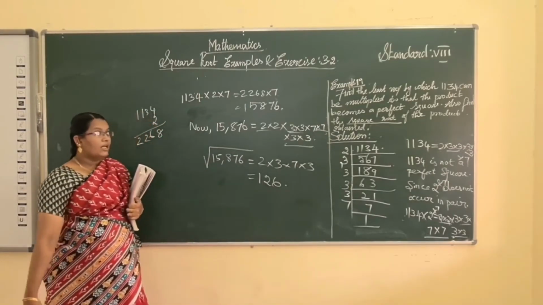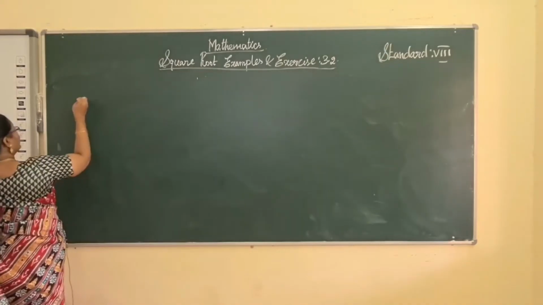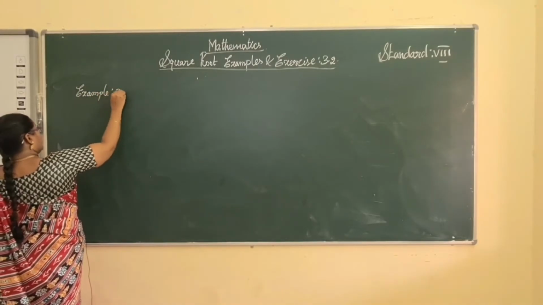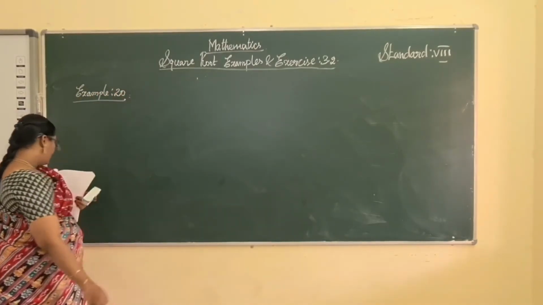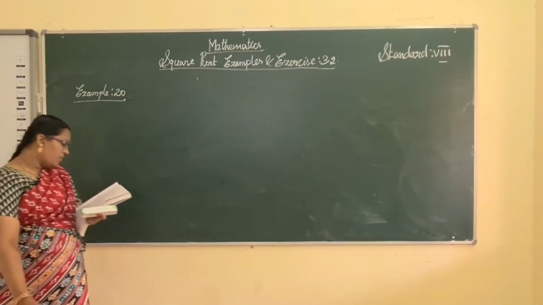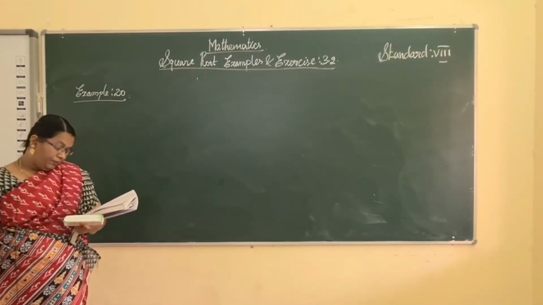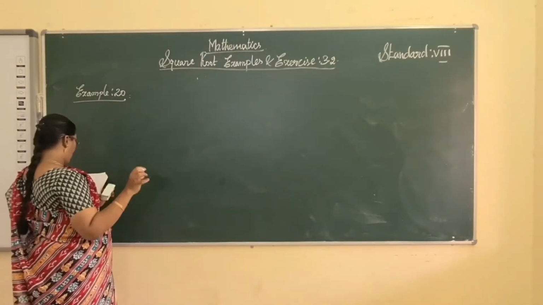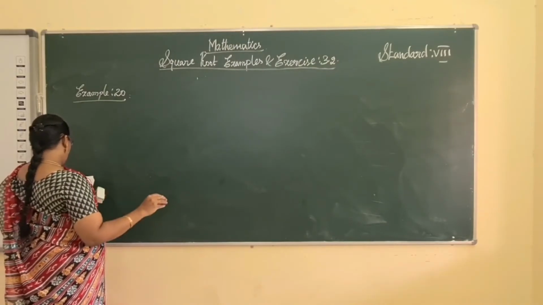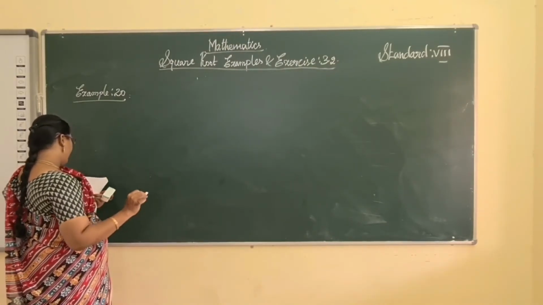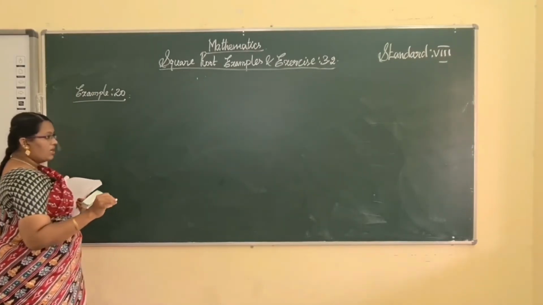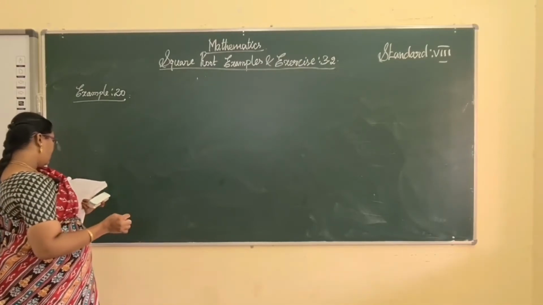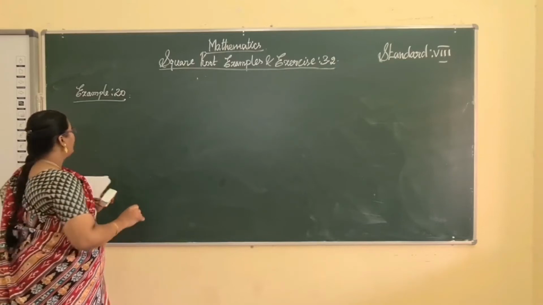Okay, now move to the next one, example 20. Find the smallest square number which is exactly divisible by 4, 6, 8 and 12. Okay, find the smallest square number which is exactly divisible by 4, 6, 8 and 12. So least common multiple. Okay, so here first of all find out the LCM of the given numbers.